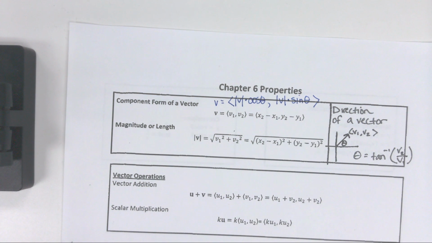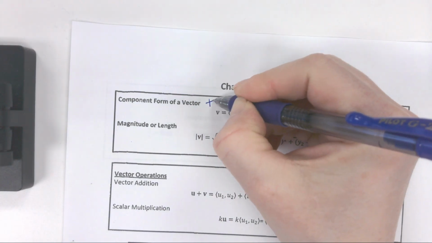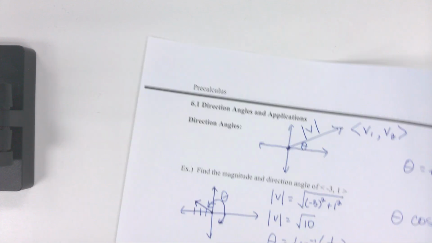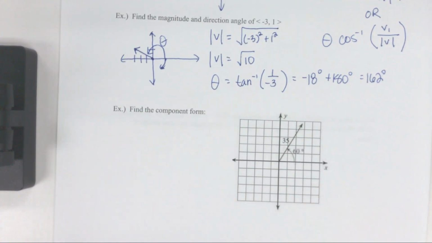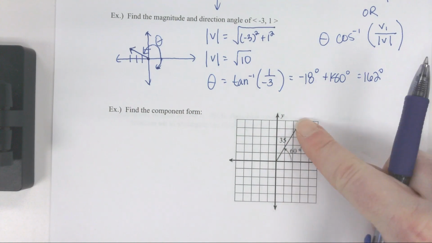We used this a lot on day one, but this is the one you're going to use the most to find the component form. Okay, so what I mean by that is, if I gave you this and I said, I want you to tell me what the components are.